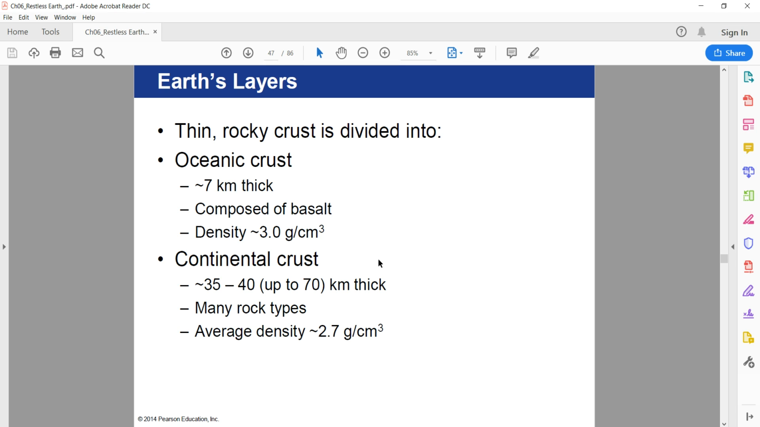It can be divided into oceanic crust and continental crust. Oceanic crust is much denser than the continental crust. Oceanic crust is composed of basalt. It is 7 kilometers thick, whereas continental crust is much thicker than the oceanic crust, but it is lighter in density. Continental crust is mostly granitic in nature. It has lower density, whereas the oceanic crust is basaltic in nature, which has higher density. Oceanic crust is thinner compared to the continental crust. So make sure you not only remember the name, but also the difference between the two.